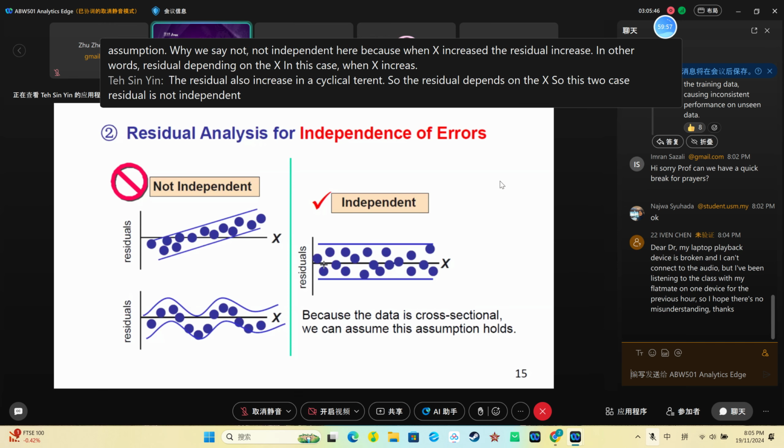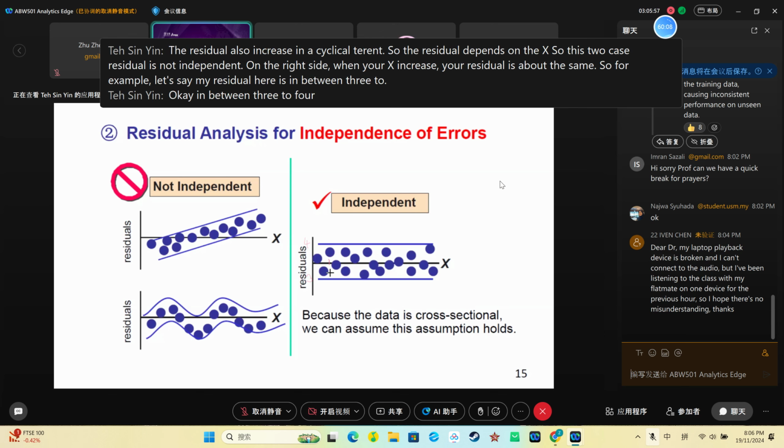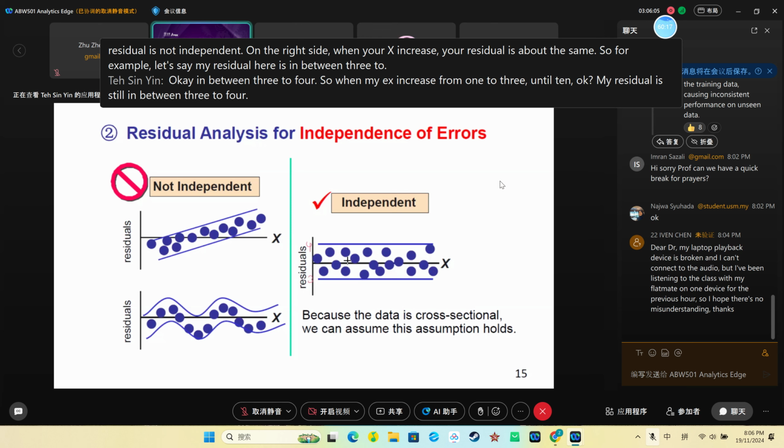On the right side, when your x increases, your residual is about the same. For example, let's say my residual here is in between 3 to 4. So when my x increases from 1, 2, 3 until 10, my residual is still in between 3 to 4. So the residual does not depend on the x. That's why we call the residual independent.